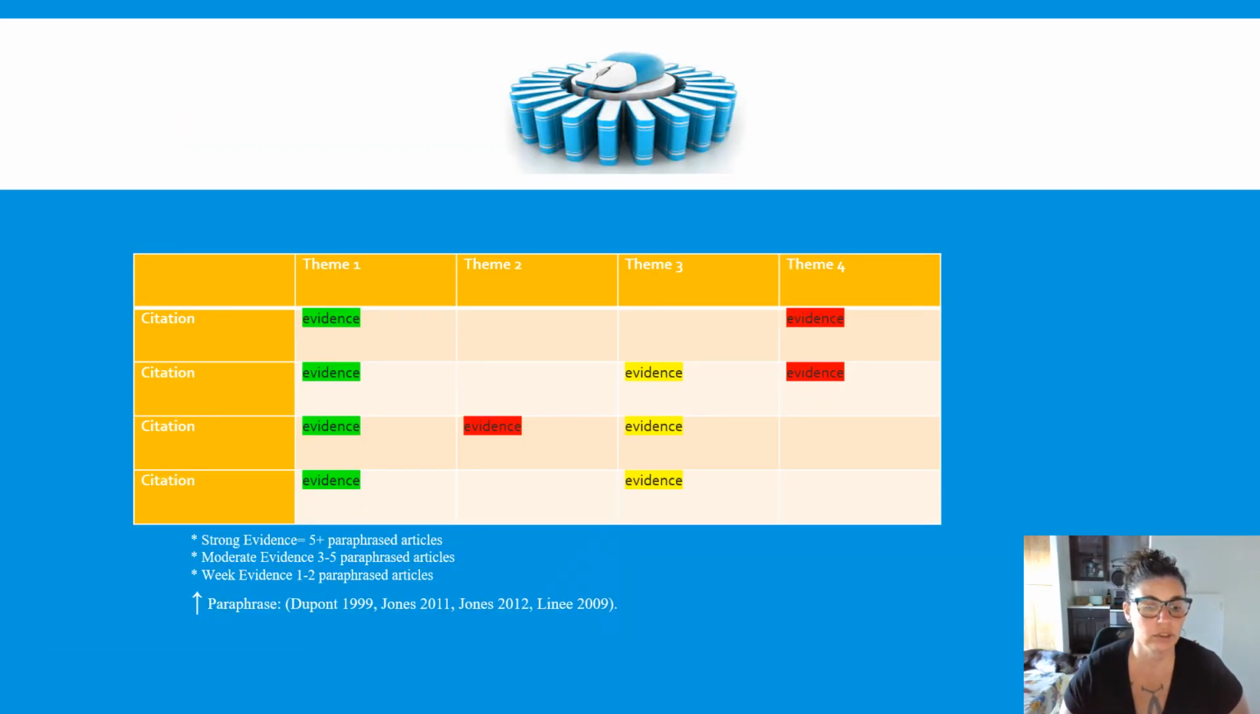So this is what it looks like. This should look familiar, right? So this is our synthesis grid, right? So we put our citations here from all of the articles that we pulled. In this case, it's 4 articles. So practice your ASA citations or APA citations. You put your themes here.